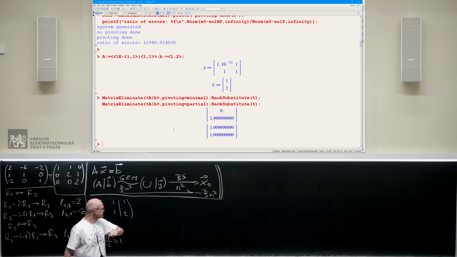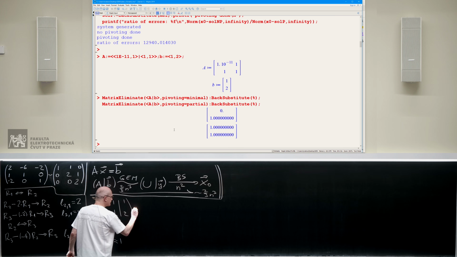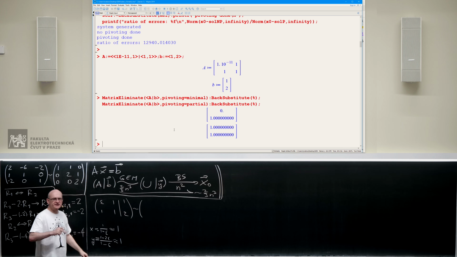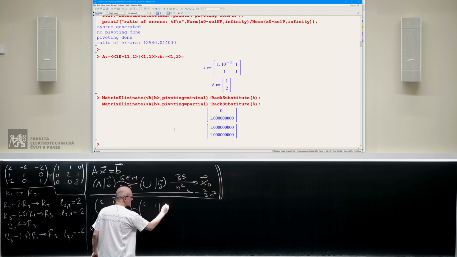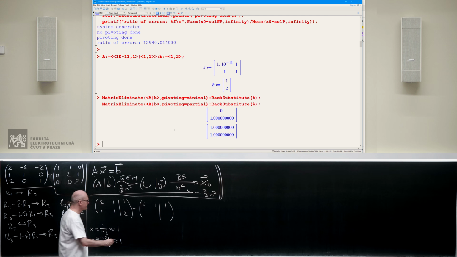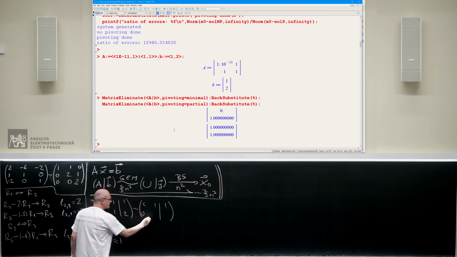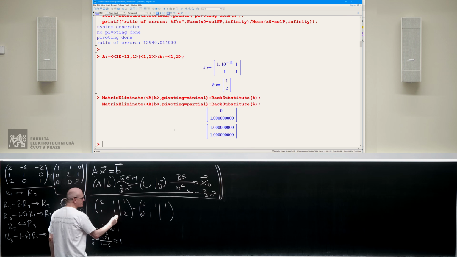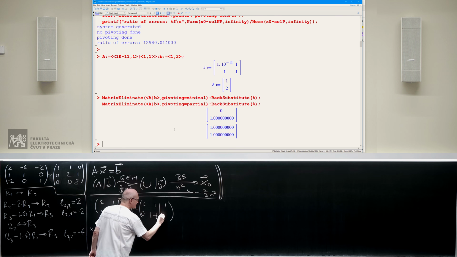Now, here comes the interesting part. What happens if you try to eliminate without partial pivoting? You keep it like that, although epsilon is very tiny. Partial pivoting would force you to switch the rows. But if you don't apply it, you have epsilon here. And now, how do you get 0? You have to divide the pivot row by epsilon and subtract.